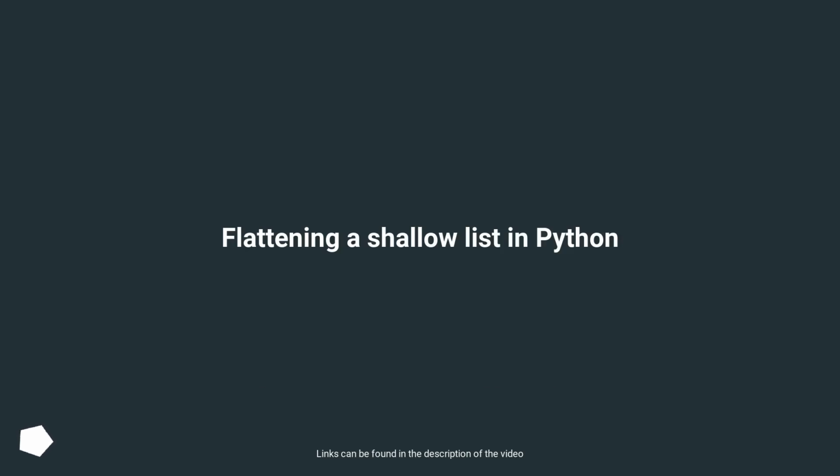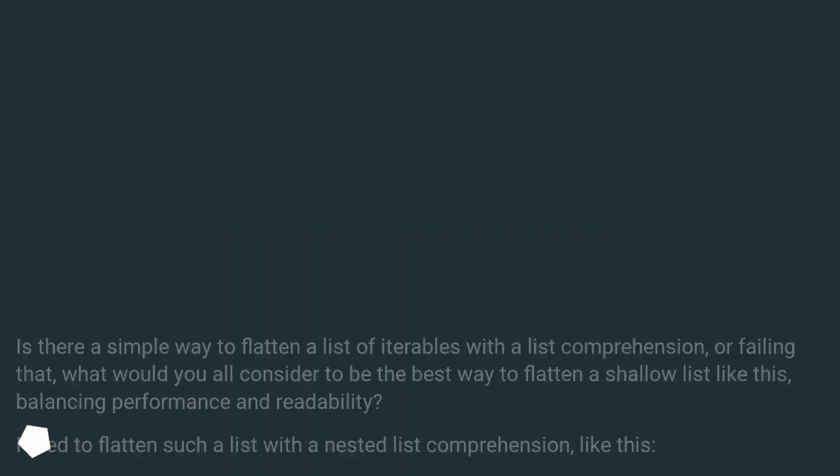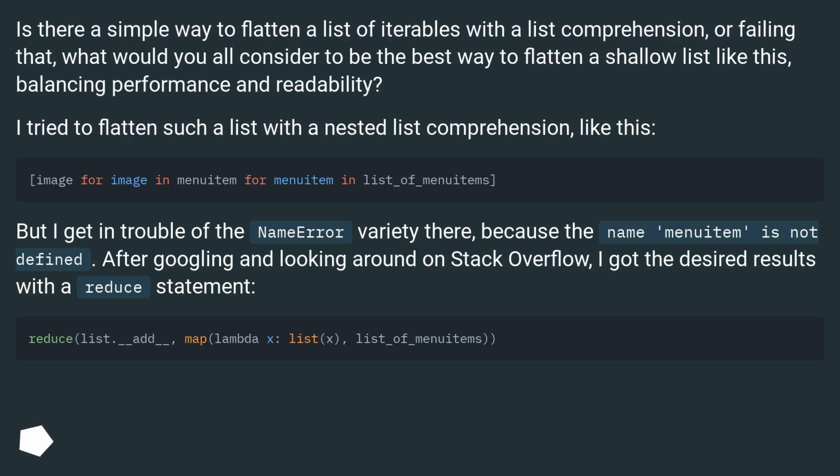Flattening a shallow list in Python. Is there a simple way to flatten a list of iterables with a list comprehension? Or failing that, what would you all consider to be the best way to flatten a shallow list like this, balancing performance and readability? I tried to flatten such a list with a nested list comprehension, like this.